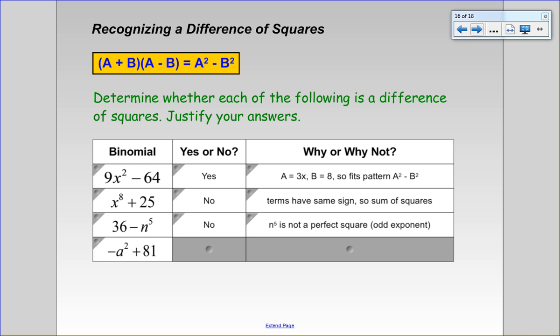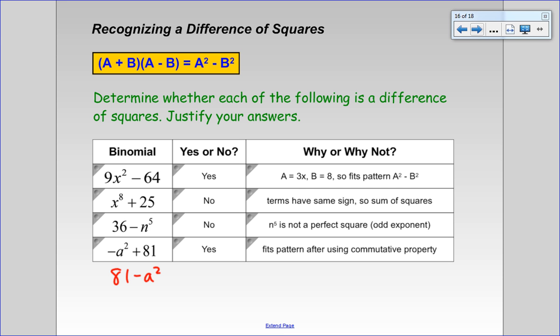And finally, negative a squared plus 81. In this case, both terms have different signs, and a squared and 81 are both perfect squares. So yes, this is a difference of squares binomial. It might be a little bit easier to identify as a difference of squares if we first rewrite it according to the commutative property as 81 minus a squared. And then we can clearly see that once we've used the commutative property, it does fit the pattern.